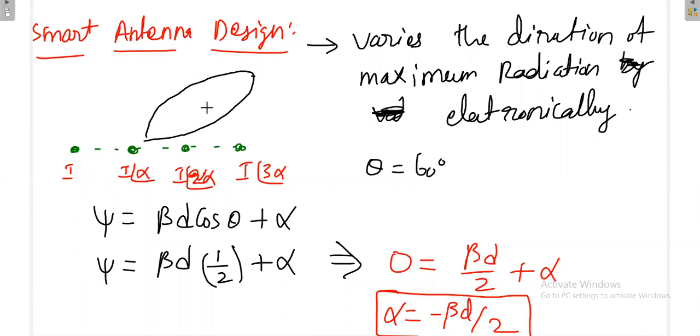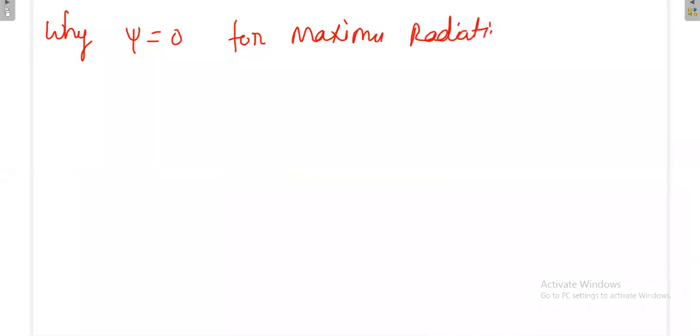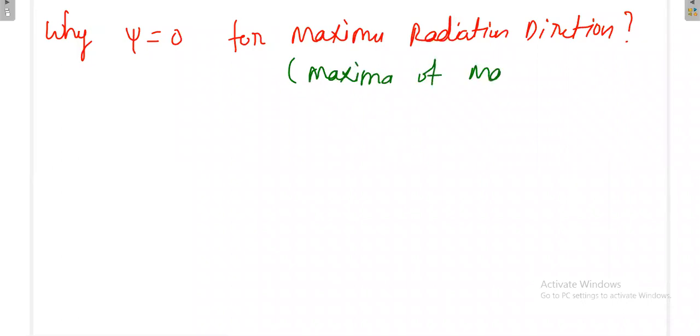Then finally, within 5 minutes, we'll see why psi is equal to 0 always for maximum. Whenever you want maximum radiation, why is psi always 0? Why is psi 0 for the maximum radiation direction? Again, the maximum radiation direction is something similar to the maxima of the major lobe.